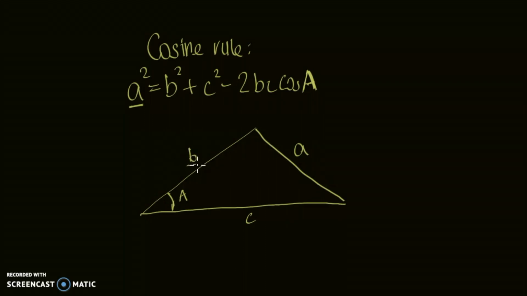we need to know the value of B, we need to know the value of C, and we need to know the value of angle A. Then we can find the value of the side A using the cosine rule. If we were to find the value of angle A, and we have A, B, and C, then we can also use the cosine rule. All we need to do is a bit of substitution and rearranging this equation. Then we can find the value of angle A using the sides A, B, and C.